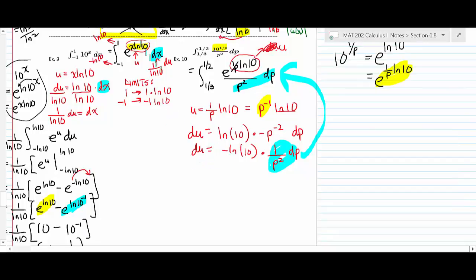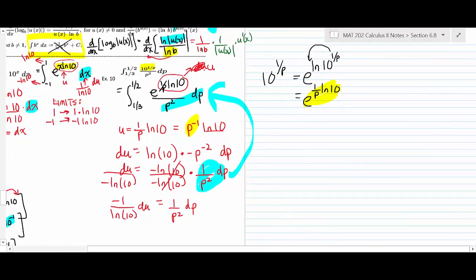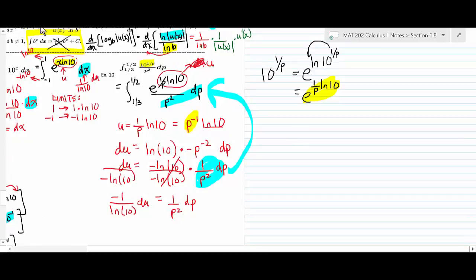So the idea with this would be, now you could divide both sides by negative ln of 10, like that. So you would end up, I'm going to write this just as negative 1 over ln 10 times du is equal now to 1 over p squared dp. And then we can begin to put this thing together. Any questions so far? Just on the manipulation of the u for the u substitution.